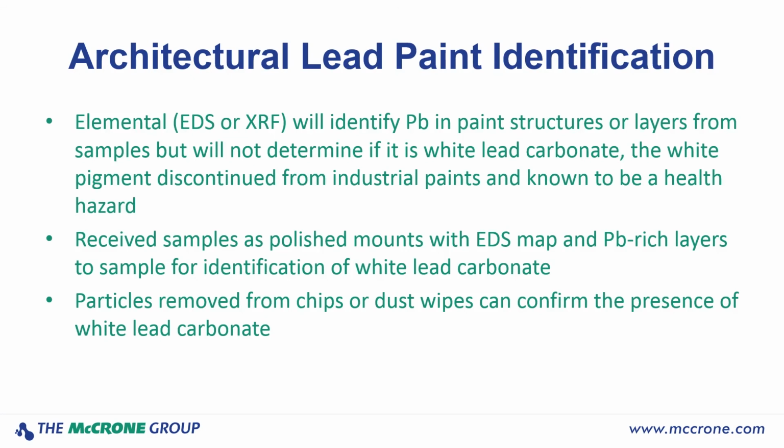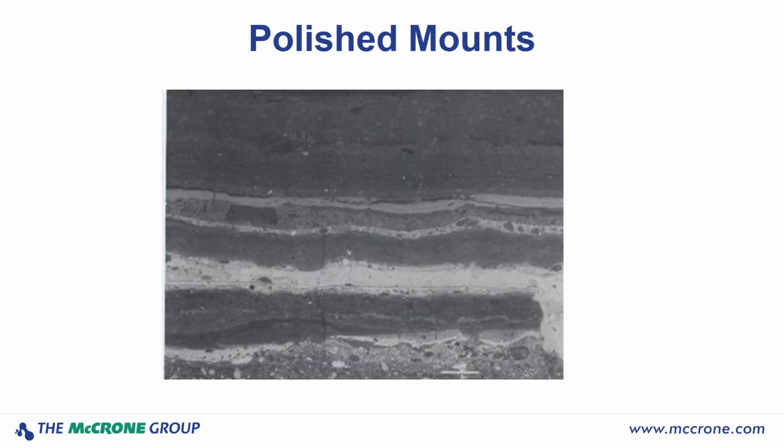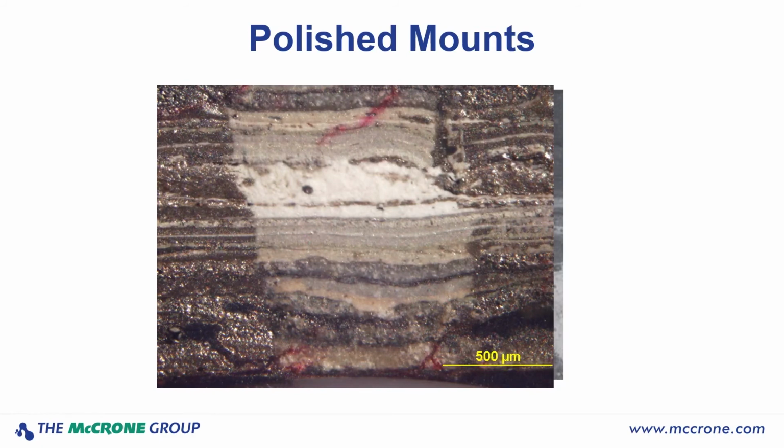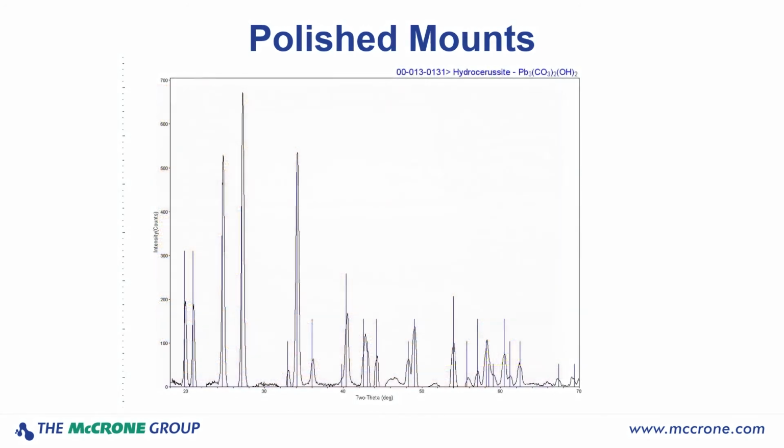Another layer type of sample are architectural lead paint identification. We receive samples from inside or outside architectural structures in layers to determine if the toxic pigment, white lead carbonate, is present. We receive particles as chips, dusts, dust wipes, or samples to confirm the presence of this pigment. The polish mounts for these are actually much more layered, and as you can see, some layers are actually white. We'll analyze these using SEM-EDS first to determine which layers are in fact lead and remove particles from those for white to determine if white lead carbonate is present by X-ray diffraction.